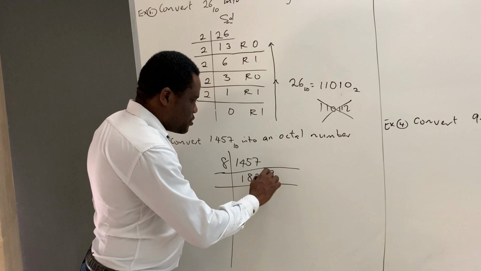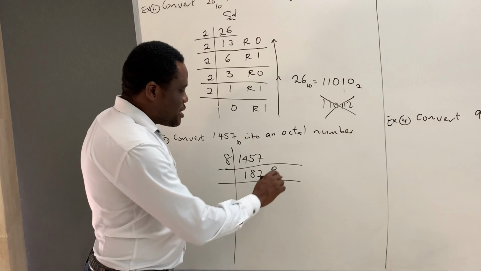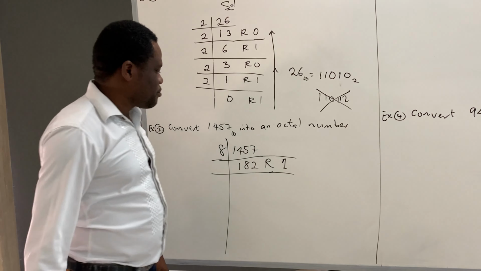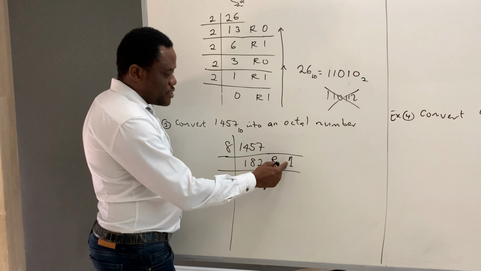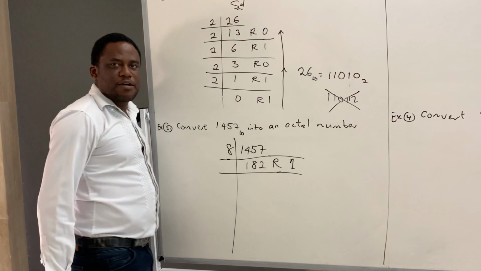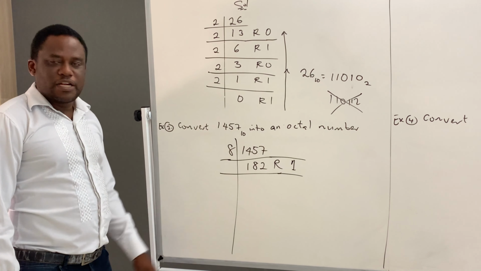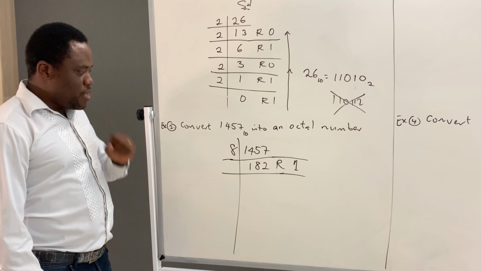What is left? Remainder. What does remainder mean? Remainder 1. You can cross-check. Multiply this guy by this guy plus this guy. It must give us this guy. If it doesn't give us that, there is a problem somewhere.